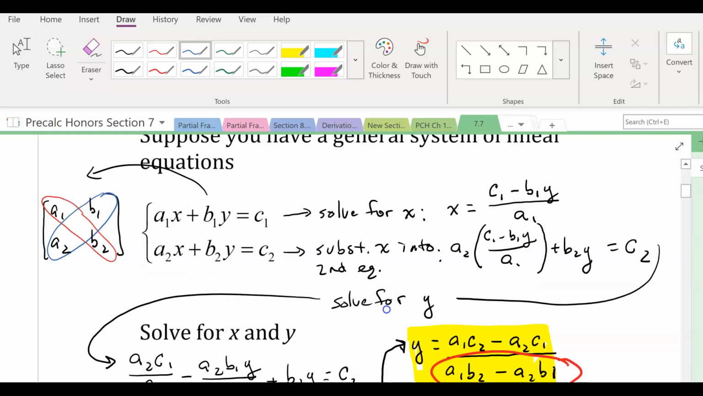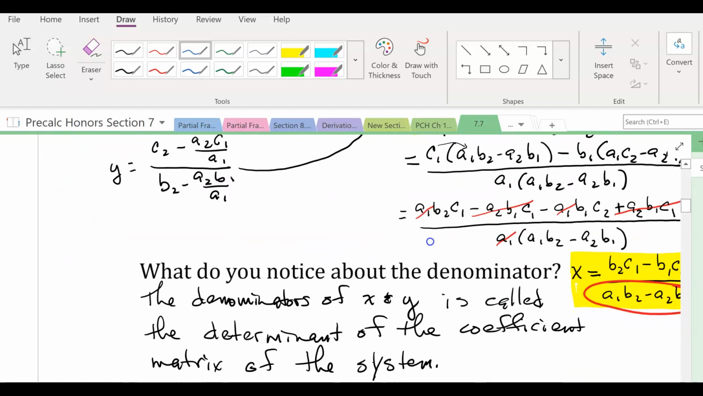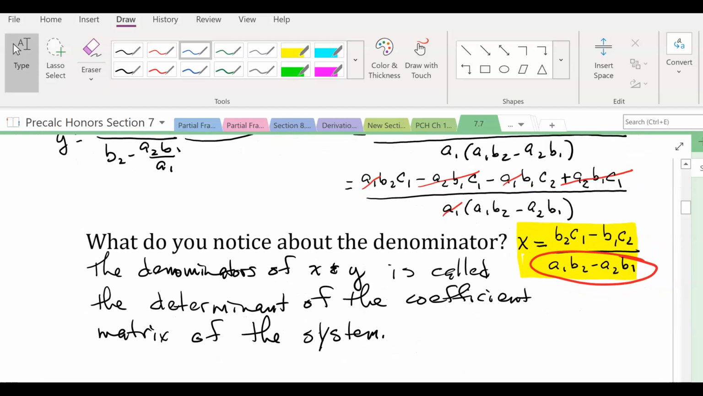Alright, so for a 2 by 2 it's relatively straightforward. Once we get to a 3 by 3 it'll be a little bit more complicated. I won't ask you to find the determinant by hand for anything larger than a 3 by 3. We would just use our calculator. So I'm going to end this video here. In the next video we'll look at some examples and we'll define a determinant a little bit more formally.